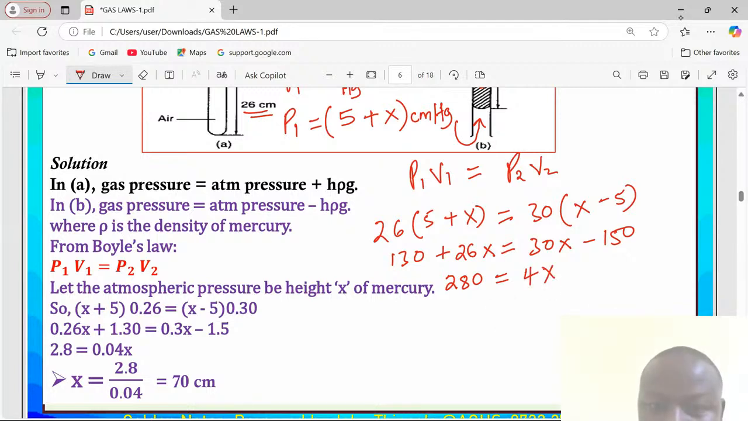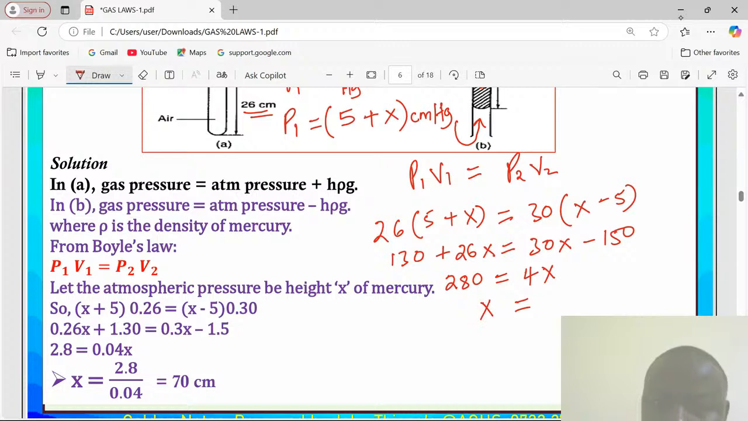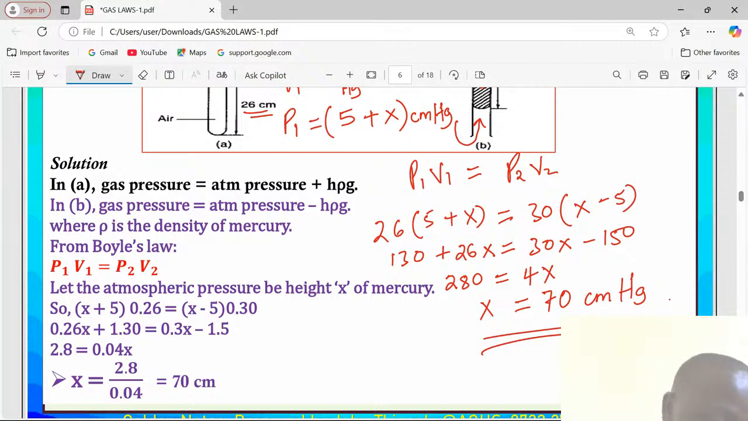So to remain with x, I will take 280 and divide by 4. Sorry, to remain with x, I'm supposed to divide through, and I'm getting 70 centimeters of mercury. This is now the value of atmospheric pressure at that particular point. Centimeters of mercury, those are units of pressure. So that is how the question is supposed to be done.